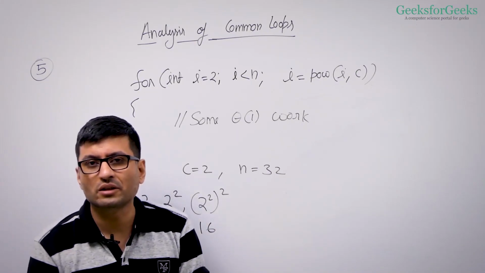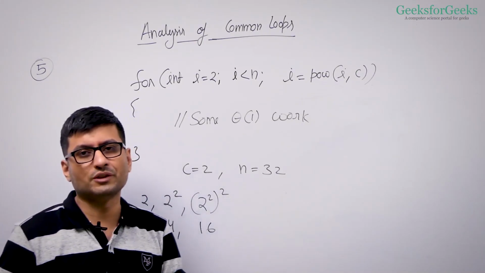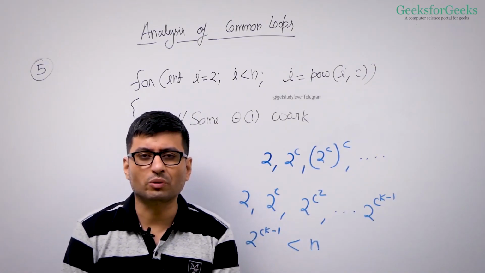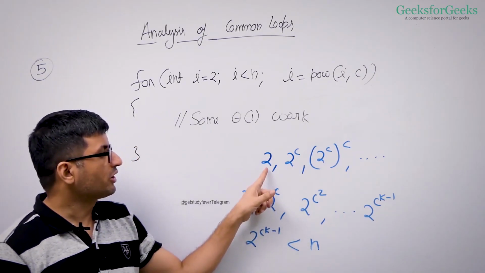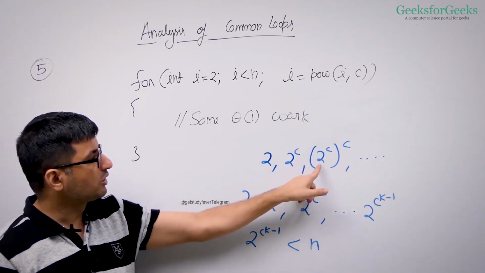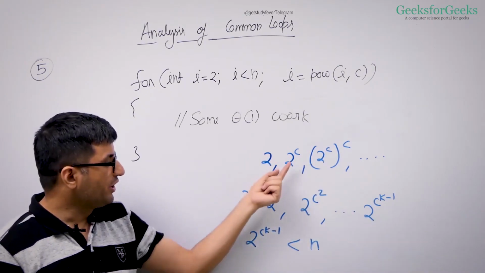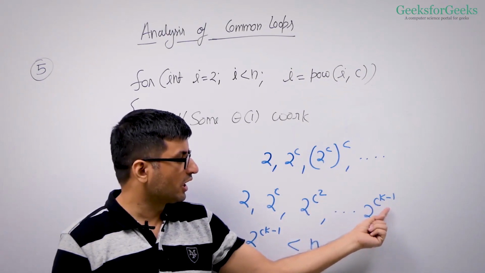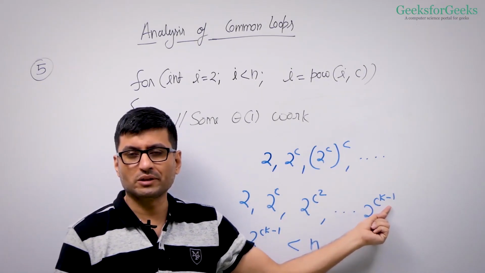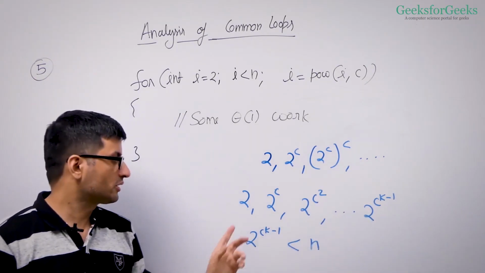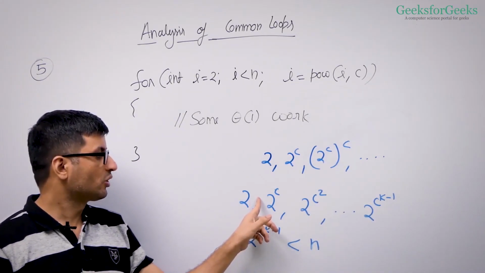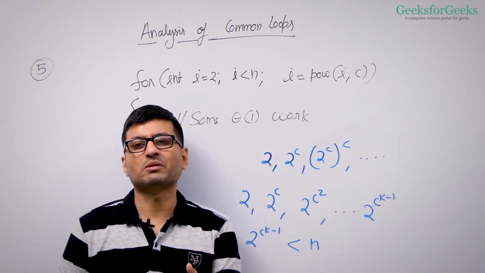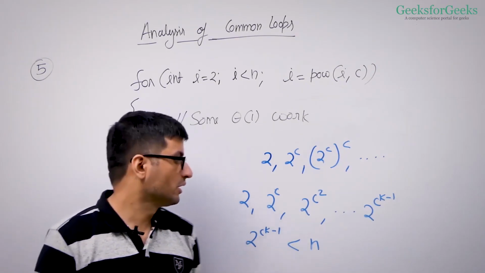Do you see a pattern here? Can you guess the order of growth of this loop in terms of input size? Let us try to find out the number of times this loop runs. So we run the loop for 2 raised to the power c, 2 raised to the power c raised to the power c. We can rewrite this as 2 raised to the power c square, and we can rewrite the last term as 2 raised to the power c raised to the power k minus 1. If k is the number of times this runs, you can notice that it begins with 2 raised to the power c raised to the power 0 and goes till k minus 1, right? So k minus 1 minus 0 plus 1 is k times.